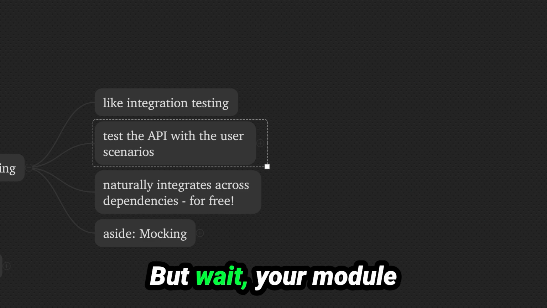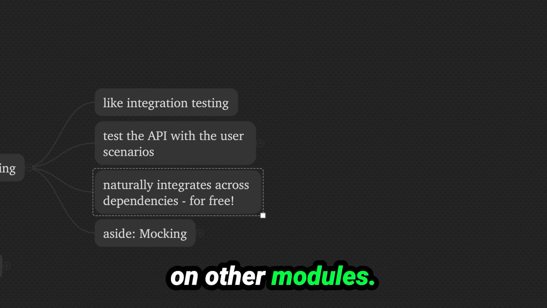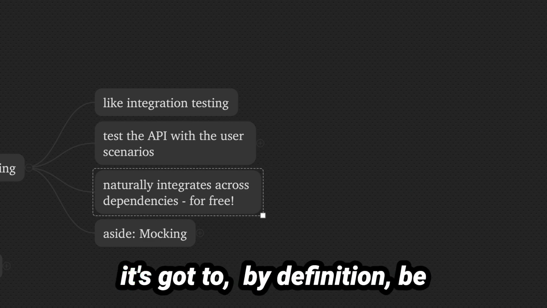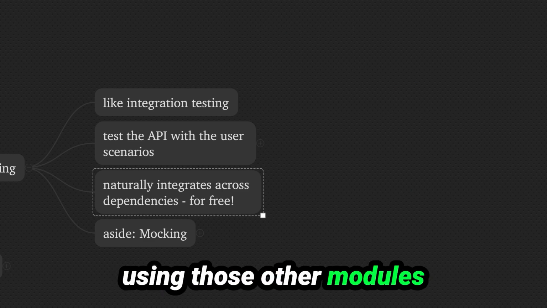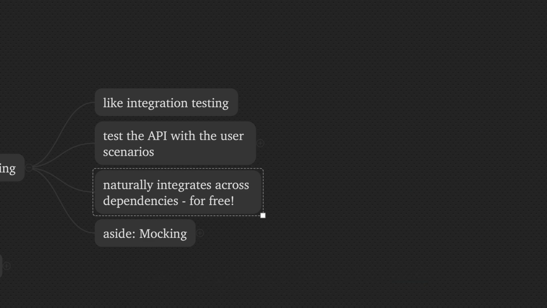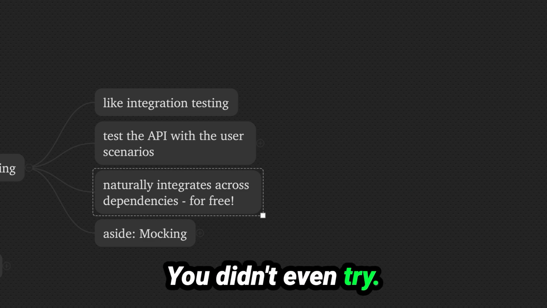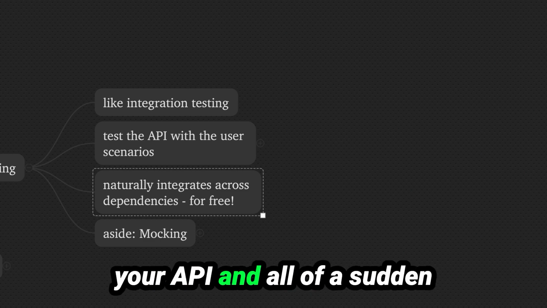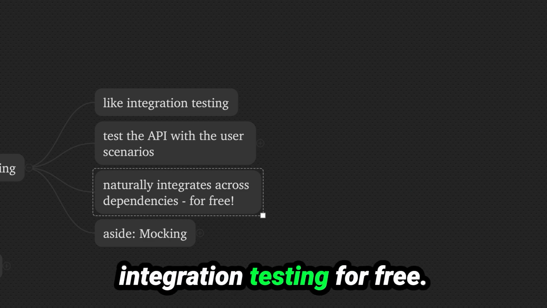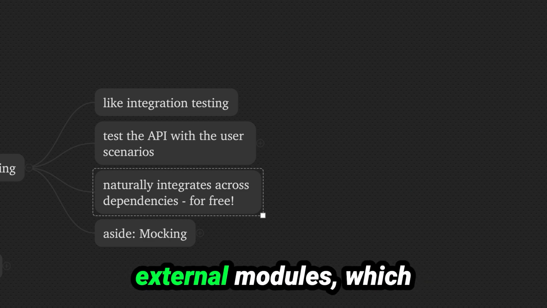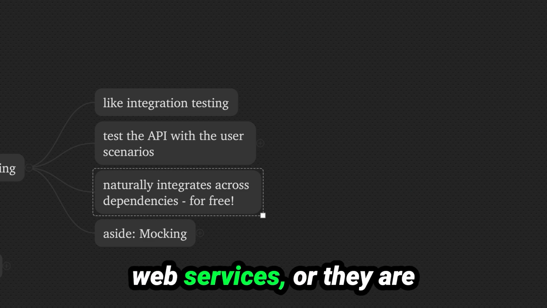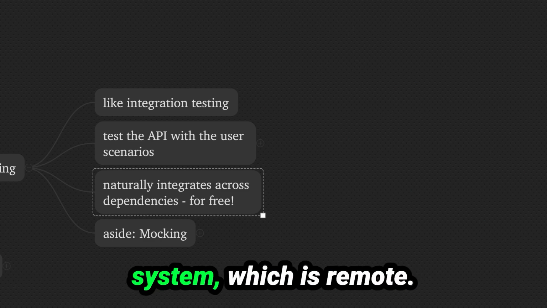But wait, your module is probably dependent on other modules. If you're testing your module, it's got to, by definition, be using those other modules to fulfill its purpose. You're naturally doing integration testing across modules. You didn't even try. You're just writing against your API, and all of a sudden you're getting all this integration testing for free. Now, of course, there are external modules which are actually external web services, or they are another module in your system which is remote.